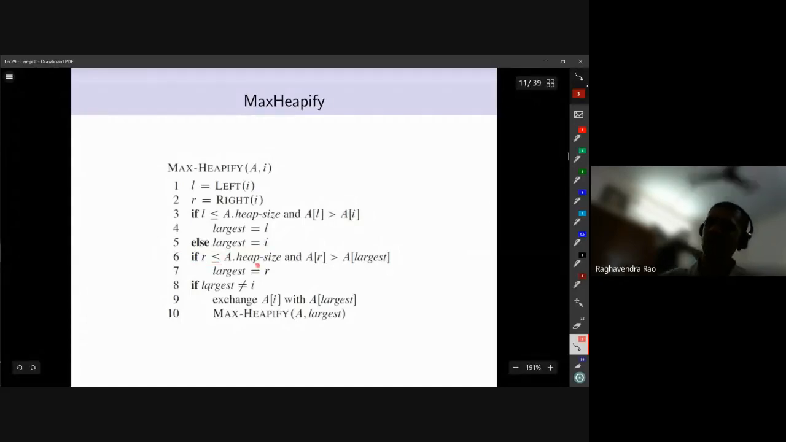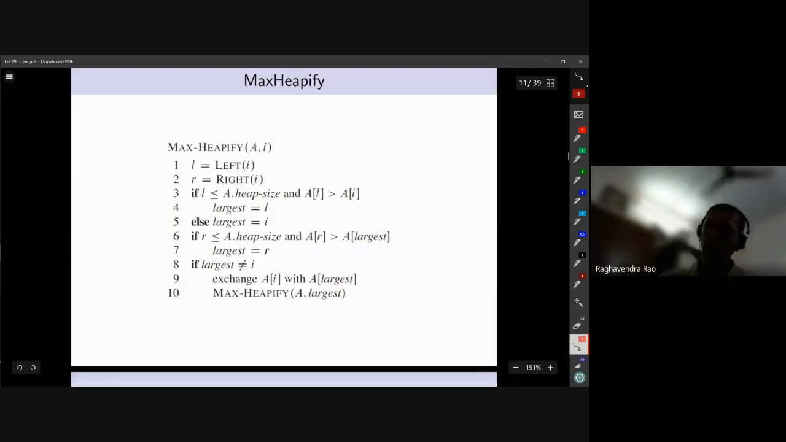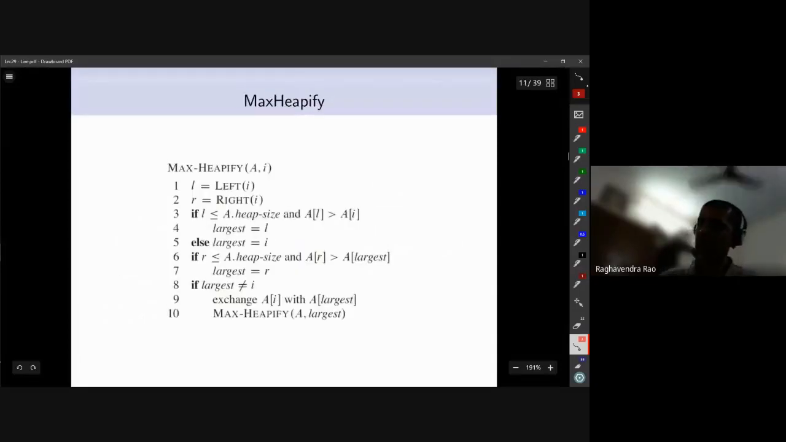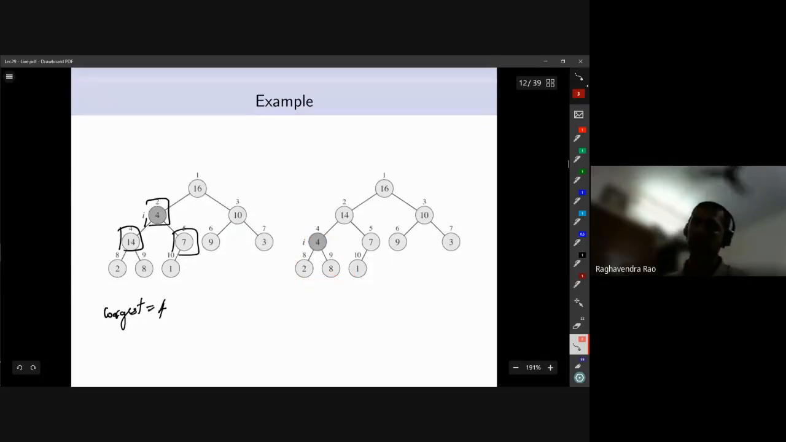Now again, this is a condition that says R and L are within the heap size. Now if A of R is greater than A of largest, you change largest to R, else you keep largest as it is. Now if largest happens to be I, then there is no violation of heap property here, so nothing to do. If largest is not equal to I, then you exchange A of I with the largest value. So in this example, you exchange A of I, which was 4, with A of largest, so largest is 4 here. So you swap these values. Then you recursively call max Heapify on the largest. So you call max Heapify on this. That is the procedure.